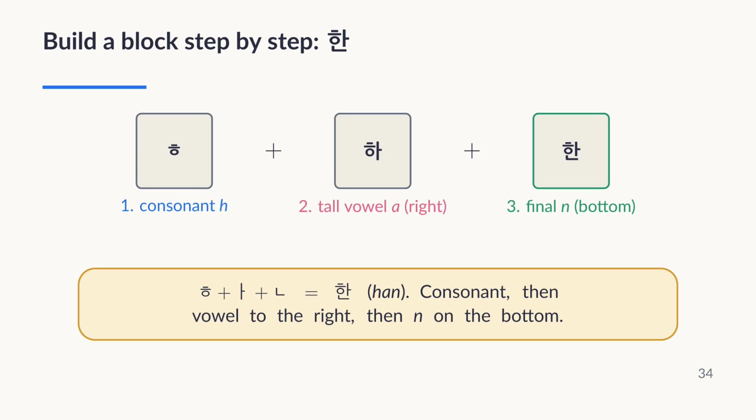Consonant first, then the vowel placed according to its shape, then any final consonant on the bottom. Every syllable you will ever write in Korean is built exactly this way.